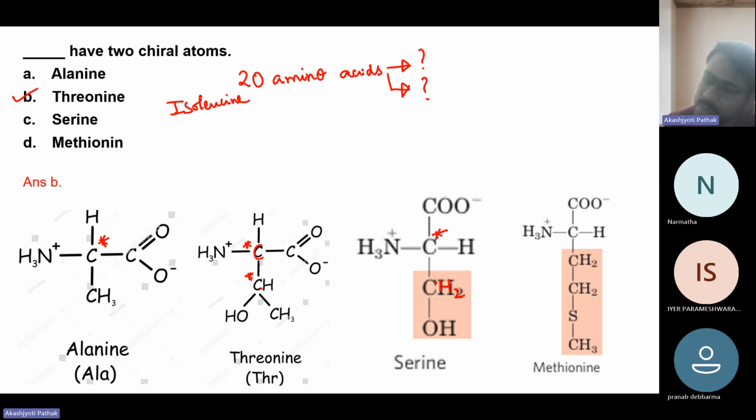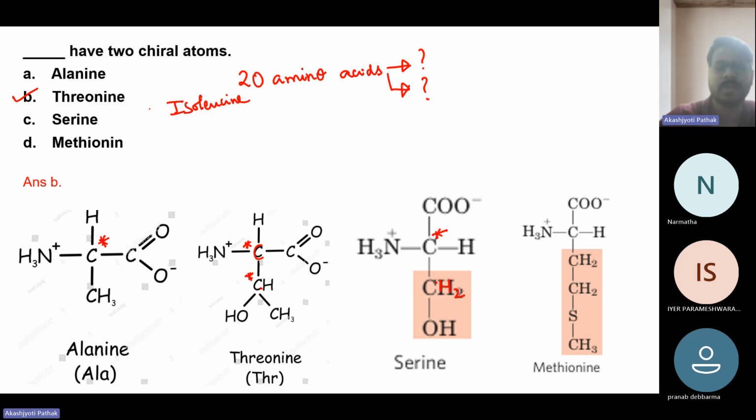because it is attached to two hydrogen groups. So in this case, out of the four groups, two groups are the same, so this is not a chiral carbon. And here also, these are not chiral carbons because it is CH2, CH2. They have two hydrogen atoms which are the same. That is why these are not chiral carbons.